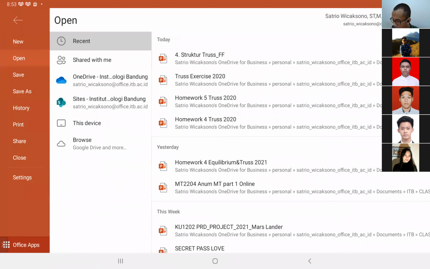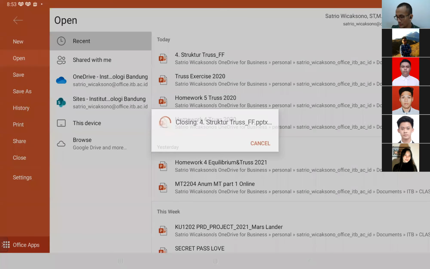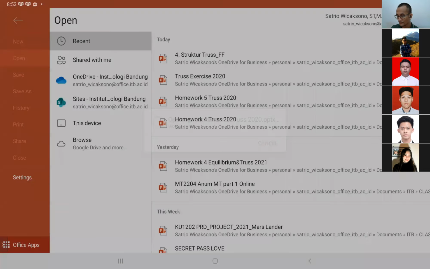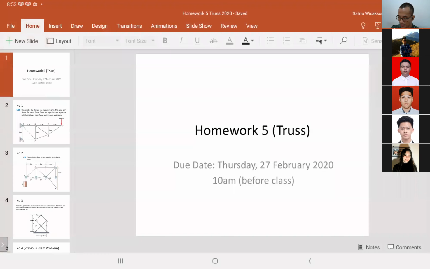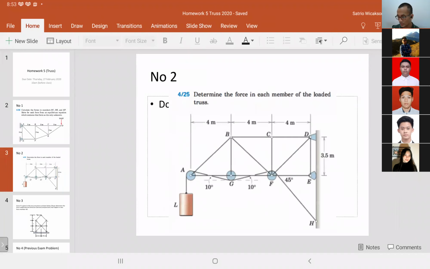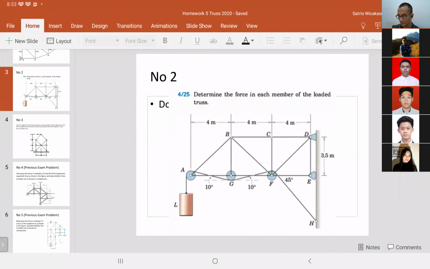Later, I will give you several homework problems. Maybe it will not be the same as this one, because some of these we already discussed in our class. Like this, we have discussed it. This one as well, we have discussed it. So I will choose several other problems.